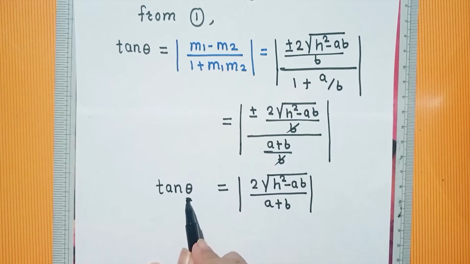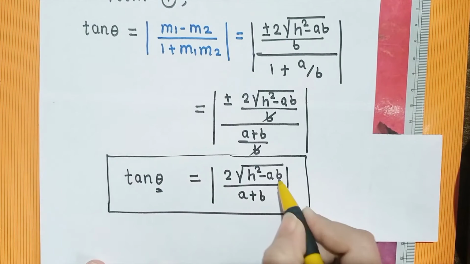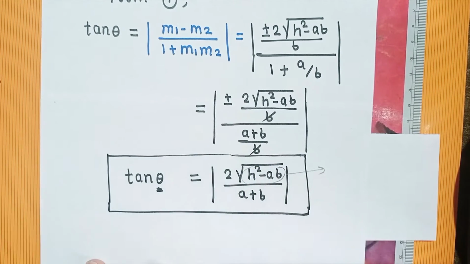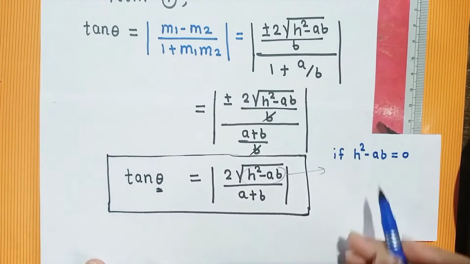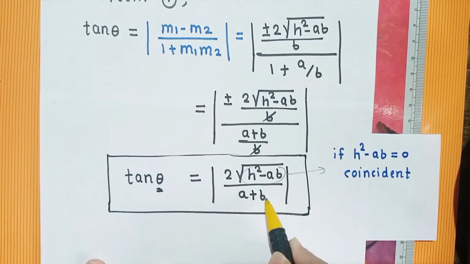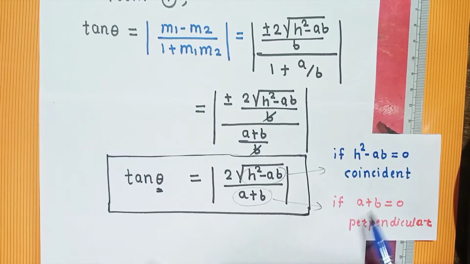and thus we can find the angle between lines by using this formula. Now here, if h square minus ab equal to 0, then the lines are coincident, and if this denominator equal to 0, then the lines are perpendicular. How is it possible? We will check this in the following remark.